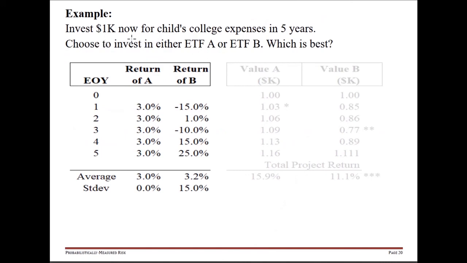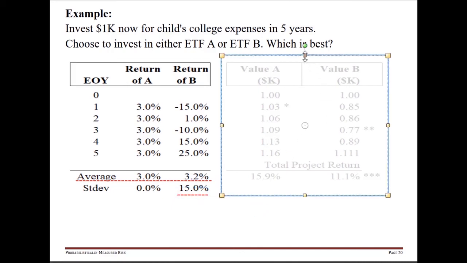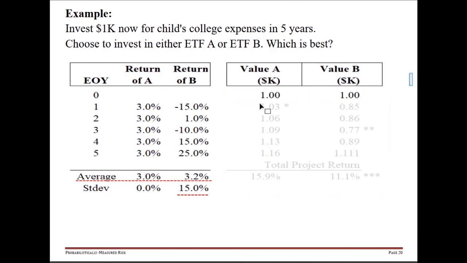So let's say, and this actually comes from a real world example, kind of simplified, you want to invest some money now for your child's college expenses in 5 years, and you're considering 2 ETFs, which one is best? And if you just thought, hey, all I really care about here is my average return, and B is clearly better, it's got a higher average return, that would be so wrong. And the reason is because the volatility of B is going to hurt you. So what you really want to look at is the value of A versus the value of B.